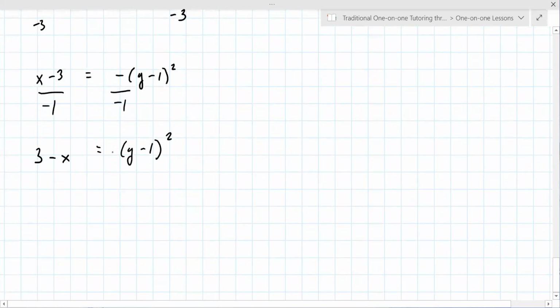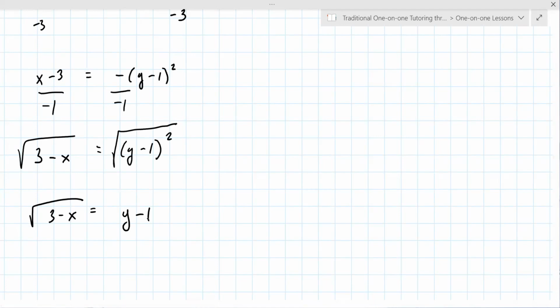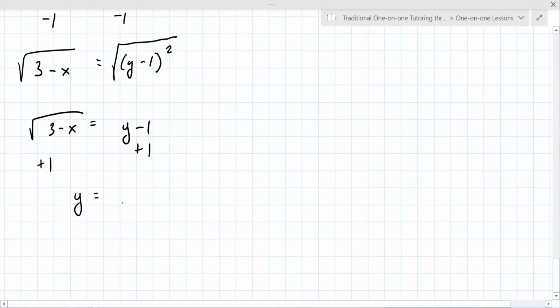To undo a square, you square root both sides. Square root 3 minus x equals y minus 1. And then lastly, you add 1 to both sides. So this becomes y equals 1 plus square root 3 minus x, or you could write square root 3 minus x plus 1. Just make sure that that 1 is off to the side.